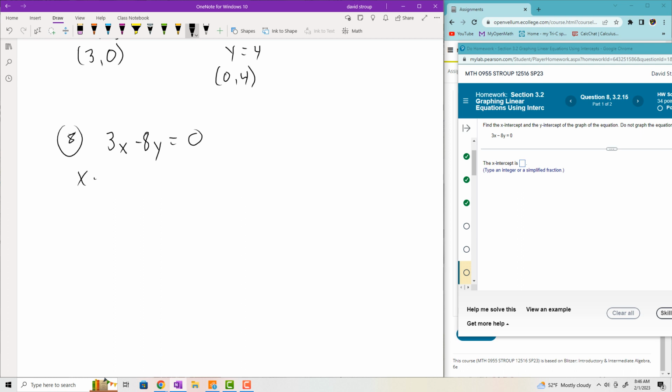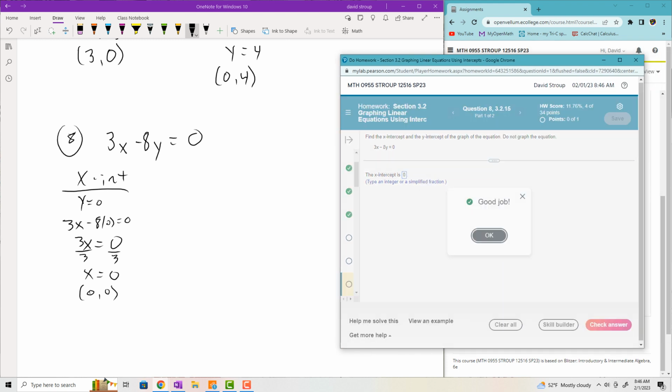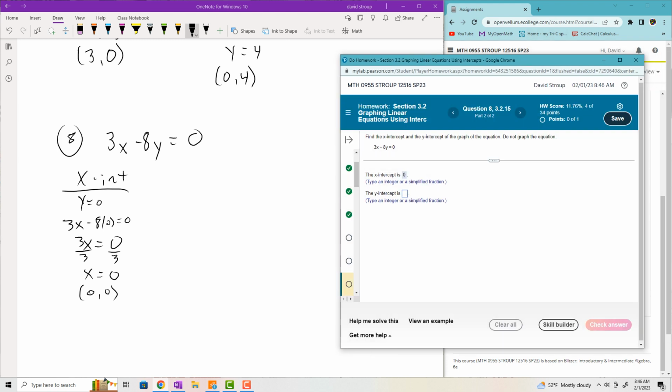But anyways, so the x-intercept, you let y equal 0, right? So you'd have 3x minus 8 times 0 is 0. 8 times 0 is 0, so you just have 3x is 0, divide by 3, and of course x is 0. So the location is 0, 0, and the actual x-intercept is 0. So this is the case from above where it's just going through the origin.